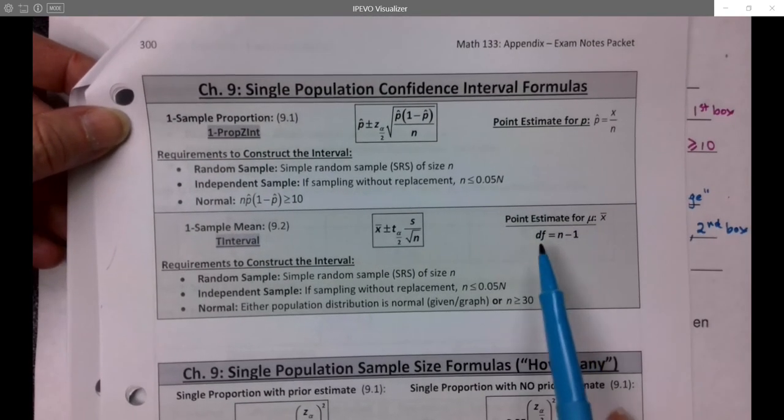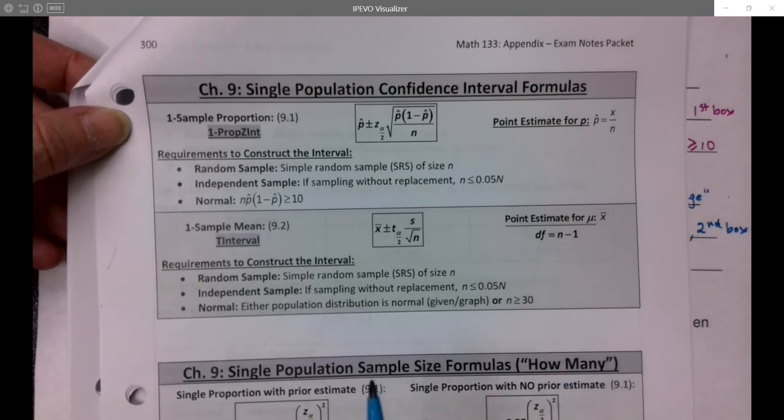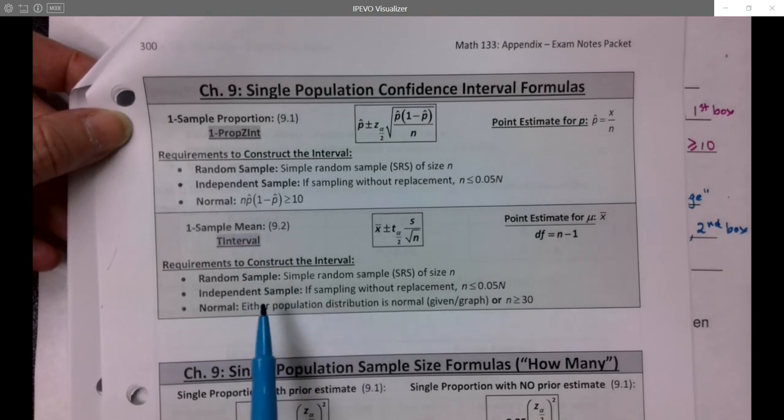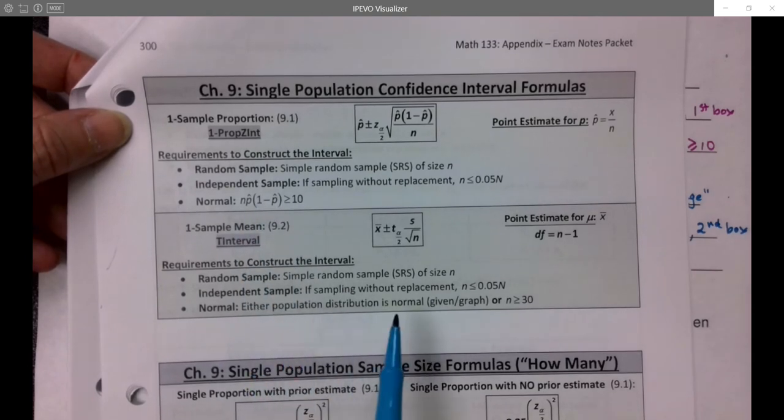See, and then there's that formula for degrees of freedom right there. It's n minus 1. Now, looking down at the normal for proportions is pretty straightforward. Normal for means is a little bit more complicated. There's a lot of options.